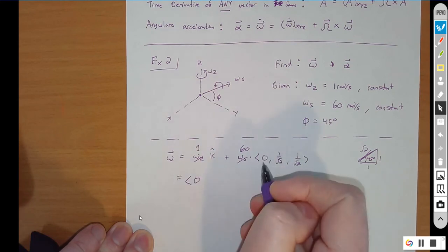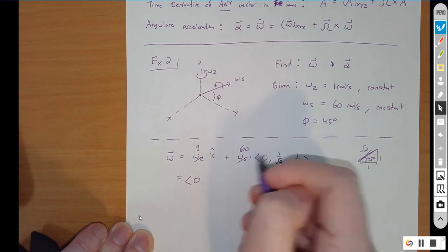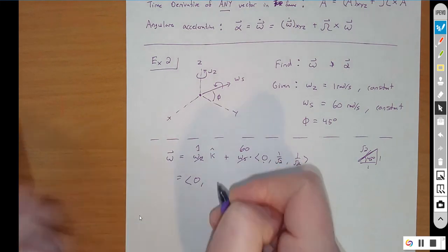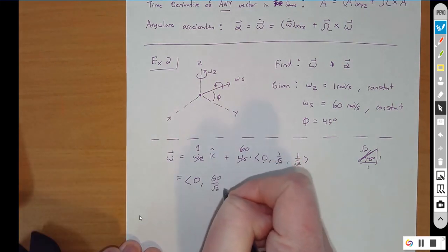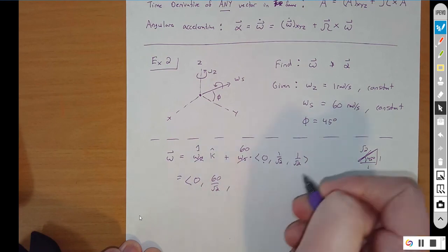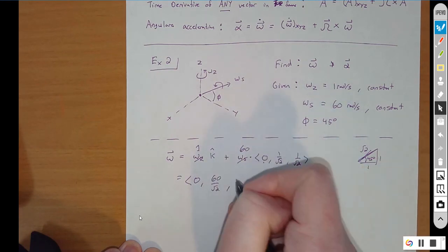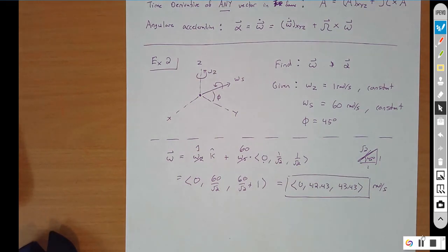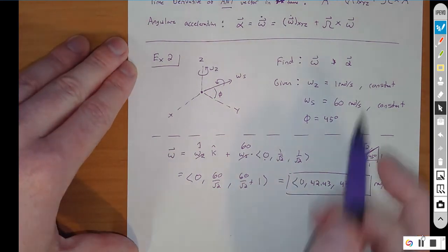nothing in the i direction. This is just a dot product. I'm basically distributing this out. In the j direction, we're going to get 60 divided by root 2. And then in the z direction, we're going to get 60 divided by root 2 plus 1. Let me calculate that in decimal form. Alright, there you go. So 0, 42.43, and 43.43 radians per second, all positive. And if you don't want to use the root 2's, you could just use cosine 45 and sine 45, which would also work. So that's omega, but I also want to find alpha.